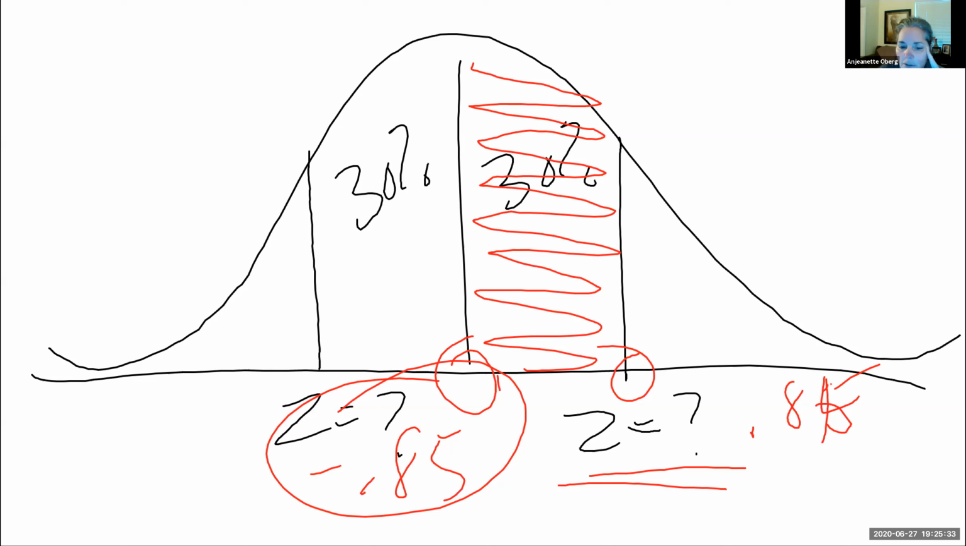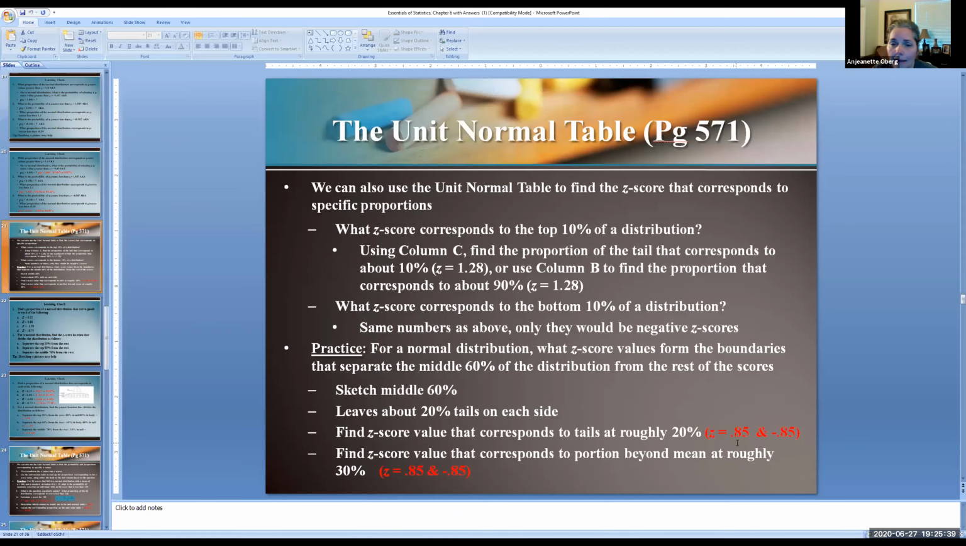So let's go back to our lecture. And we have about 0.85, okay? That's the z boundary. z equals 0.85. It's going to fall between -0.85 and +0.85. Those are our boundaries, okay? So that's how that third column could be helpful.